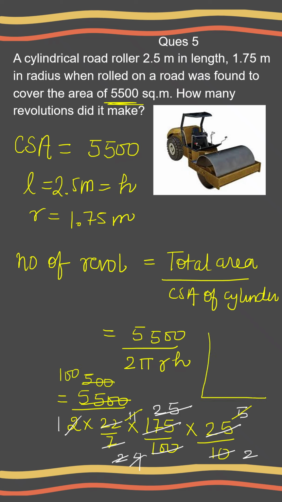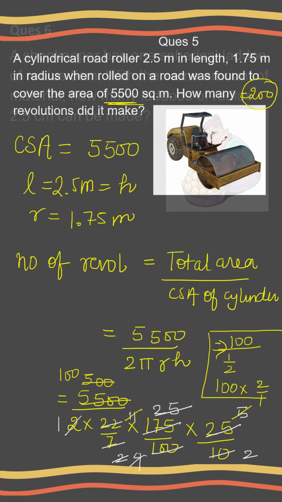We will be left with 100 upon 1 by 2. Again we will use the concept of reciprocal, multiplicative inverse. So this will be 2 by 1. So the final answer is how many revolutions? 200 revolutions.